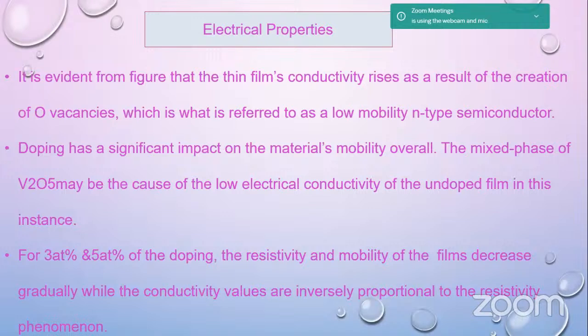And it is evident from these figures that the conductivity rises as a result of creation of oxygen vacancies, which is what is referred to as low mobility in N-type semiconductors. Doping has a significant impact on the material's mobility overall. So for 3 atomic and 5 atomic percent doping, the resistivity and the mobility of the film decrease, while the conductivity values are inversely proportional to the resistivity values.